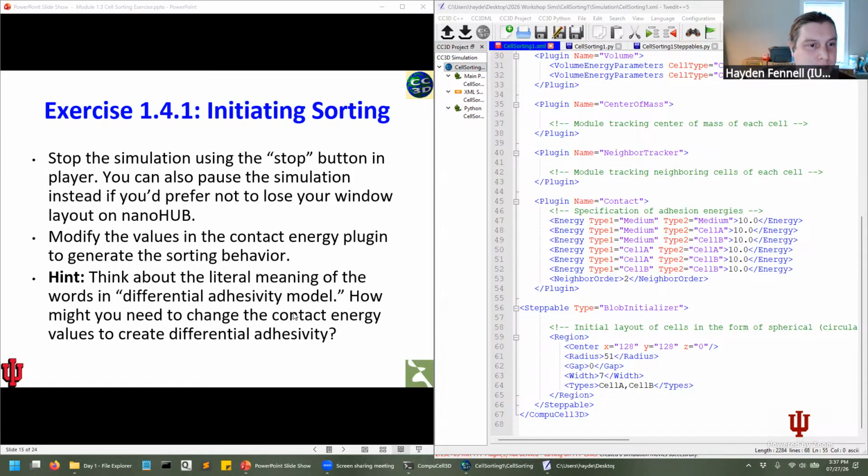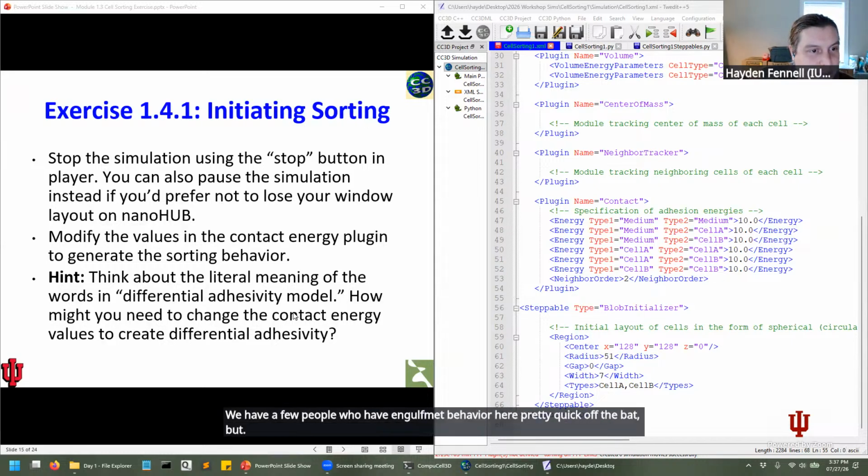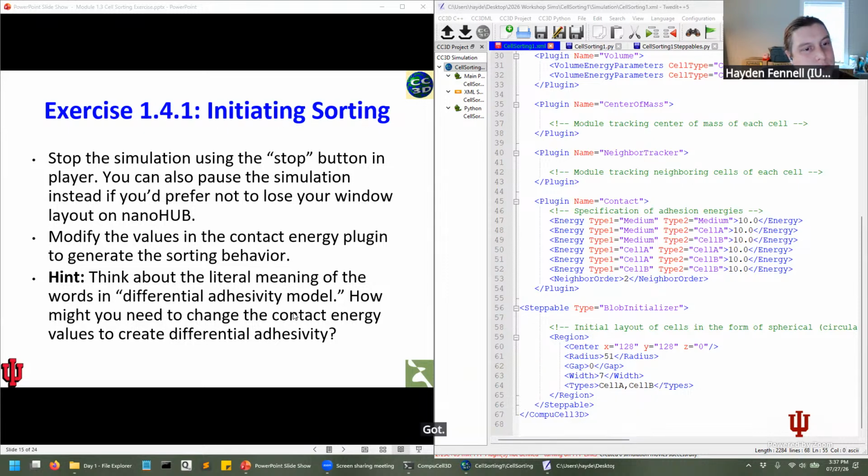We have a few people who have engulfment behavior here pretty quick off the bat, but that's an interesting one, Misha. Got a couple people whose simulations are creating kind of this, what you see with Snigda and Barga, these kind of bands that stretch across the bulk of the simulation with kind of islands of the other type. Raghu is good. So Raghu, you'll notice, actually has a couple of small bundles of cells that are kind of budding off at the end.